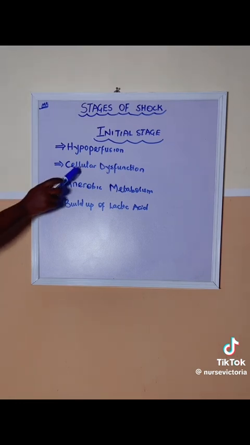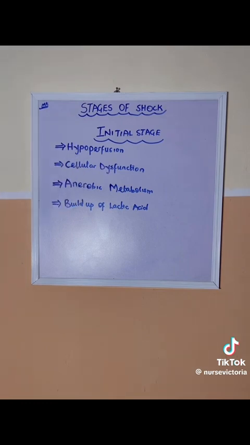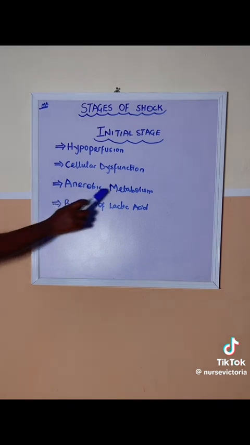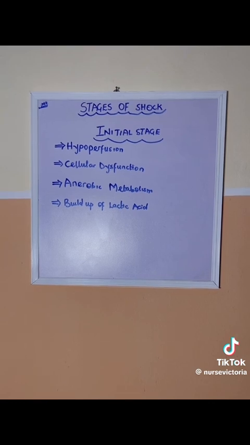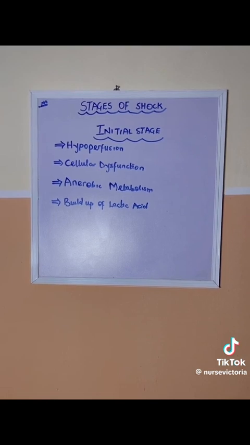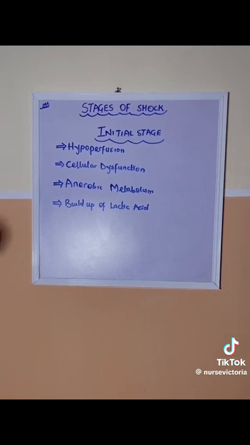Then the next thing we'll talk about is cellular dysfunction. So what happens here is that due to decrease in oxygen and nutrient supply, the cells begin to malfunction. So they switch to a backup plan, which is called anaerobic metabolism. Then the last stage is buildup of lactic acid. So lactic acid is what builds up in the cells when they are not getting enough oxygen. So this buildup can make the cells and the body feel tired and achy. For example, when you exercise a lot, your muscles start to ache due to the buildup of lactic acid.